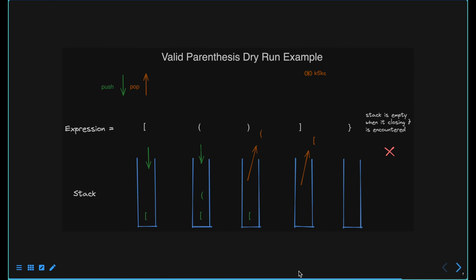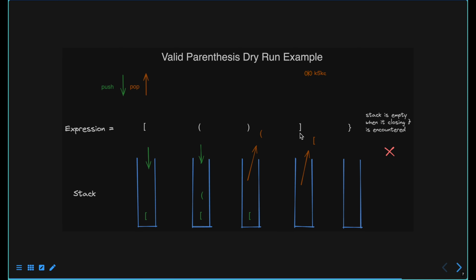Now let's look at this example where we have an opening square bracket, parenthesis, then we have close parenthesis and square bracket, and then a close brace again. So in this case, we again get an open square bracket, push it to the stack. We get an open parenthesis, we push it to the stack. Then we get a close parenthesis, so we pop out and see if they match. And the popped value, the open parenthesis, matches with the closing parenthesis in the expression.